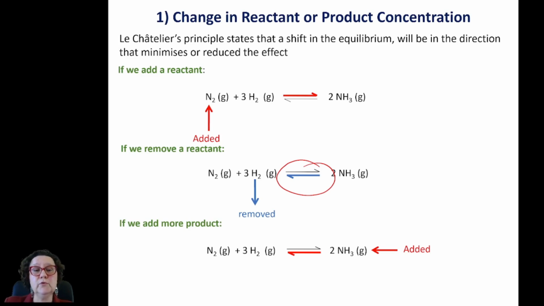Or instead of adding or removing one reagent, you could add or remove a product. So again, we have our ammonia reaction, and we add, in this case, the product, which is ammonia. So the reaction will shift towards the left to consume that ammonia until you end up going back to an equilibrium position. So by adding or removing a reagent or a product, we can control whether the reaction shifts right to the product side or left to the reagent side.